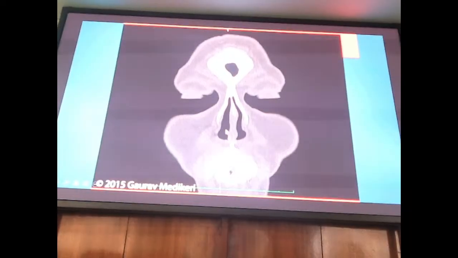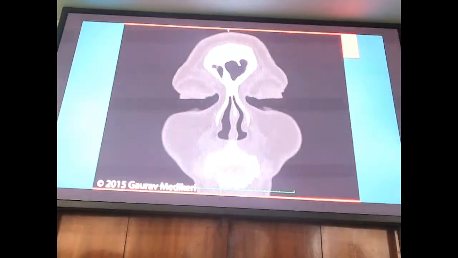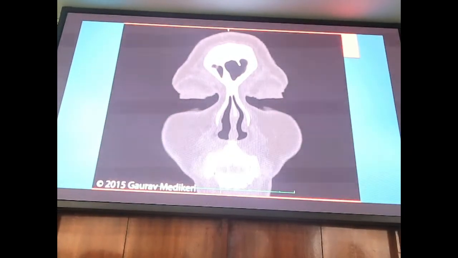Whereas if you start going behind, you will not see these incisors. This is called the premaxilla. Now, as we go behind, in the next cut, you are starting to see the intersinus septum, which has started to appear. The inferior turbinate is seen on the left side.